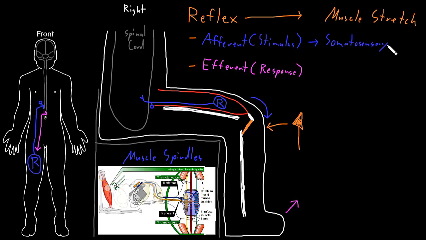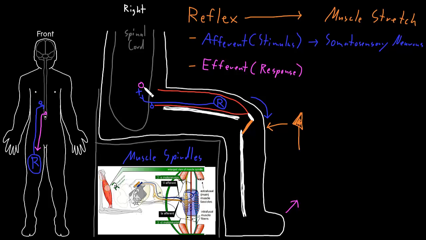Somatosensory neurons. Inside the central nervous system, like here in the spinal cord, these somatosensory neurons carrying that muscle stretch information, that information about the stimulus, are going to form an excitatory synapse. So let me just draw a little plus sign here to represent an excitatory synapse with another neuron whose soma is in the central nervous system.